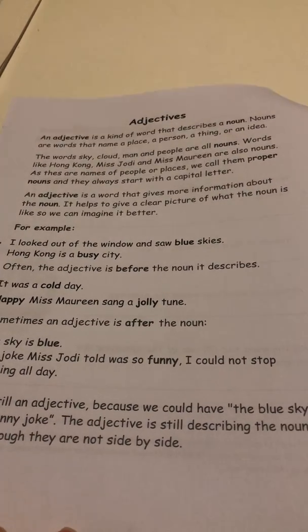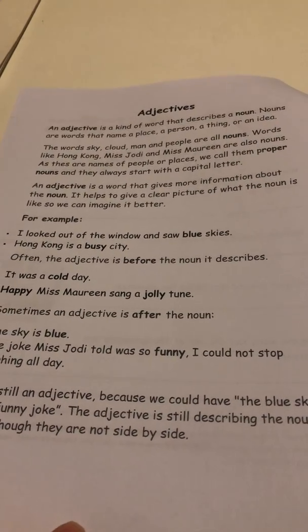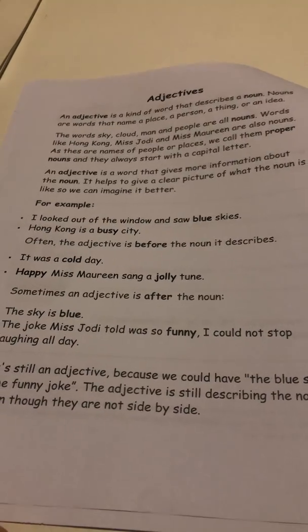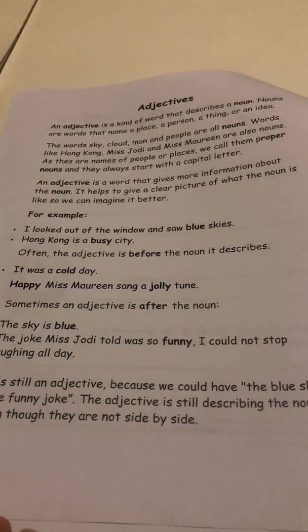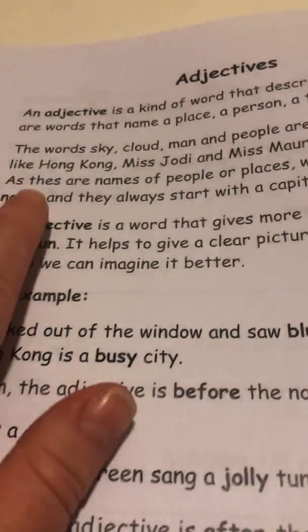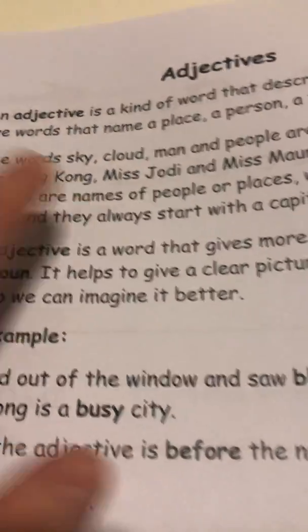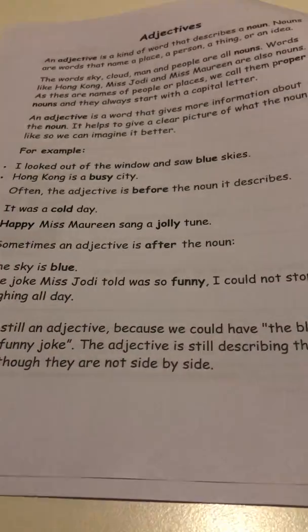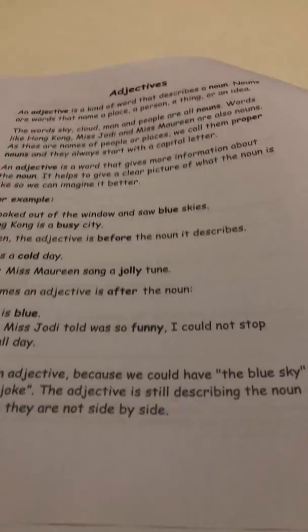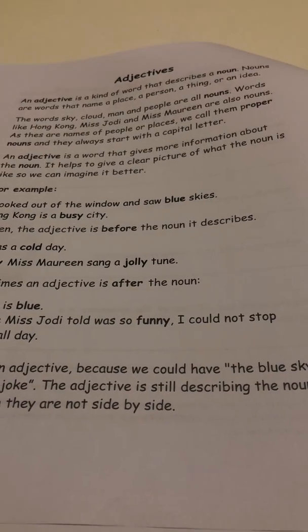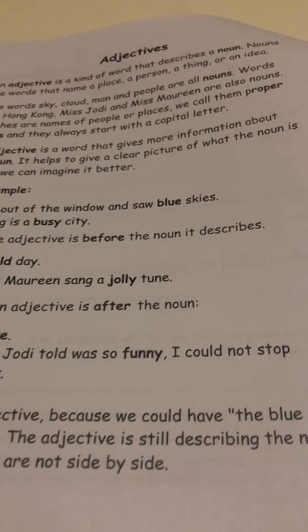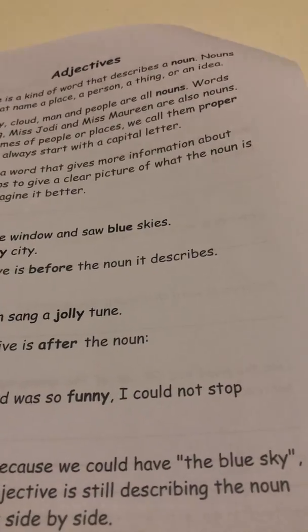They're all nouns. But also words like Hong Kong, Miss Jodie, Miss Maureen, they're also nouns because they're names of people or places. Now we call these proper nouns and we have to make sure that these start with a capital letter. So an adjective gives more description to the noun. So instead of just saying, I looked out of the window and saw the sky, you might say, I looked out of the window and saw blue skies.